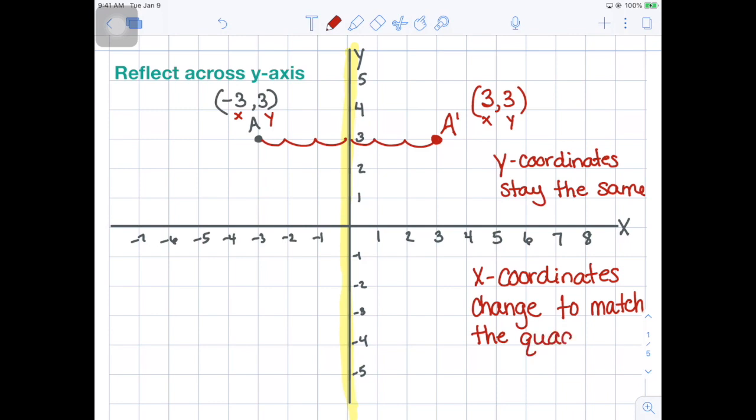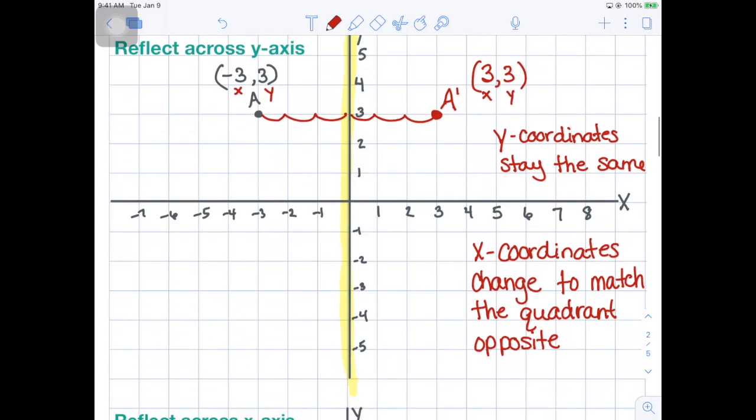And you can also think about their opposite. One started negative, and now it's positive. So it's opposite. So if you're going across the y-axis, the x-coordinates change to the opposite sign. So if it started as a negative, it becomes a positive. If it started as a positive, it becomes a negative. The y's, however, stay the same.